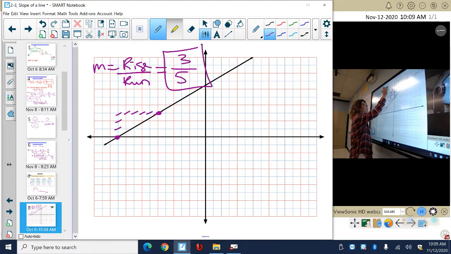The other way that I know that this is positive is my slope, my mountain, is going up the mountain. Meaning if I put myself right here, I am literally going up the mountain. So therefore I will have a positive slope.